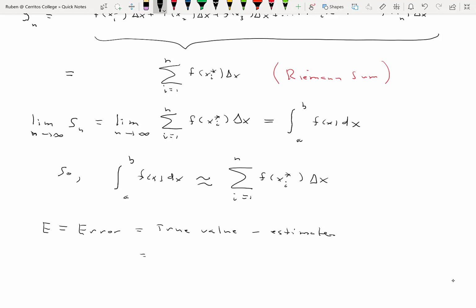So the true value, the actual value of the integral from a to b of f of x dx, minus the estimate gives us our error. So why is it such a difficult quantity? Because in order to figure out the error, we would have to know the true value of the integral. If we could figure out the true value for the integral, then we would have no need for the error. The problem is we don't have access to the true value of the integral.